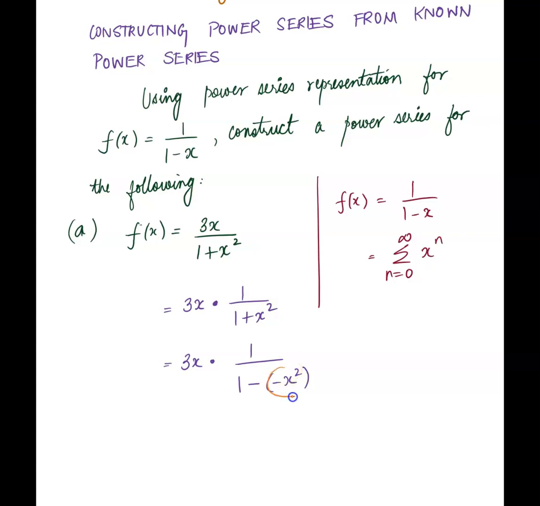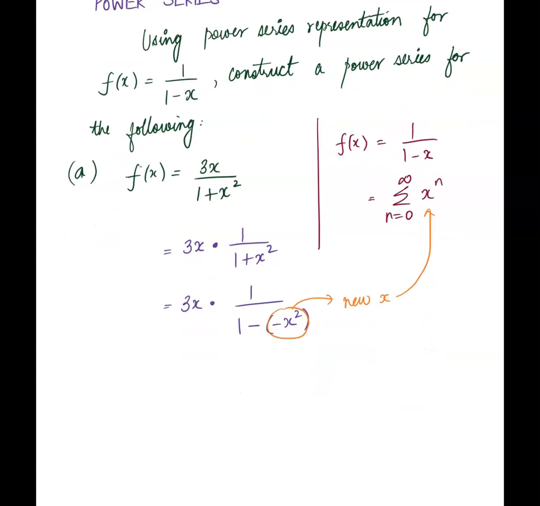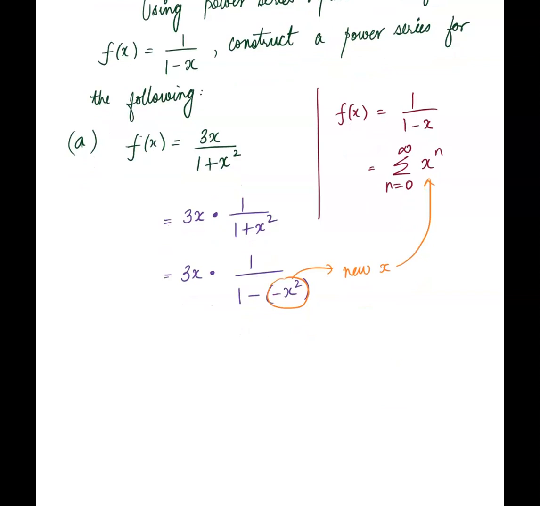Here I'll say this is the new x. Okay, it's like that x. Instead of that x, you now have the negative x squared. That's what we're trying to say. Okay. So if you were to represent this, this would be 3x times, it's like saying f of negative x squared, right? Because now your new x is negative x squared.